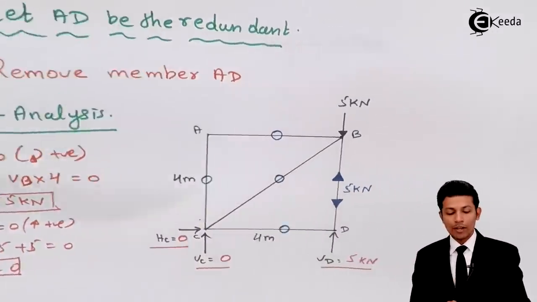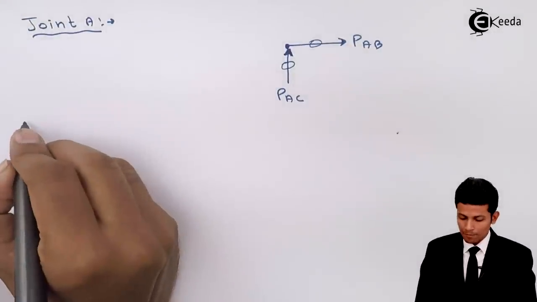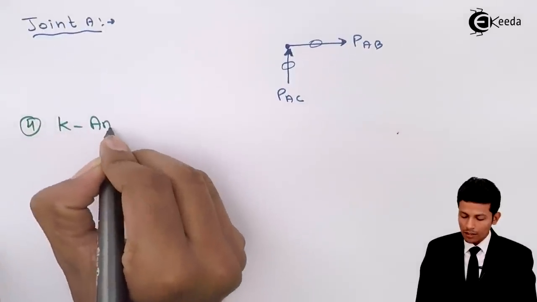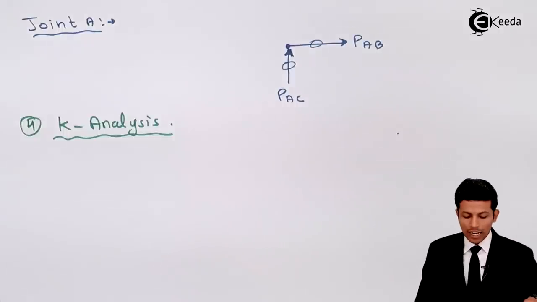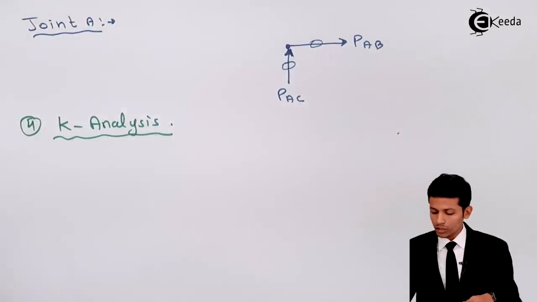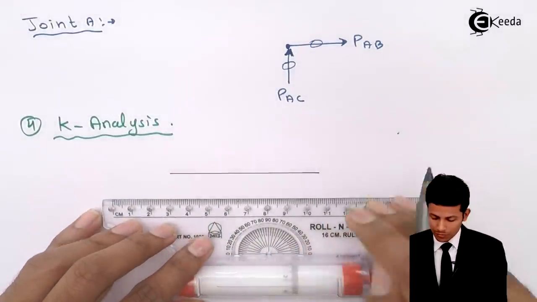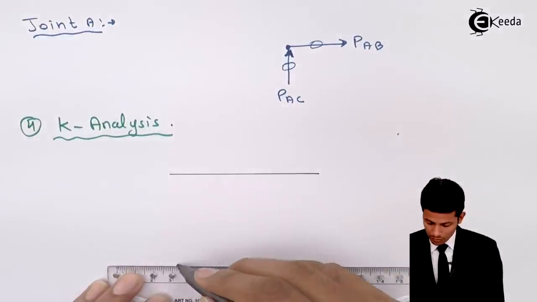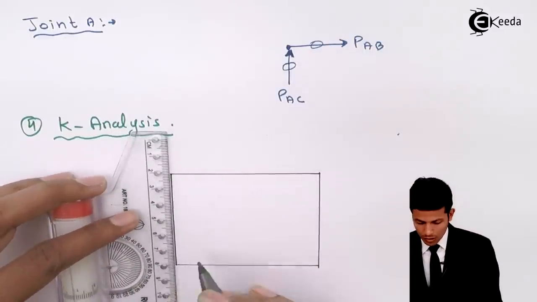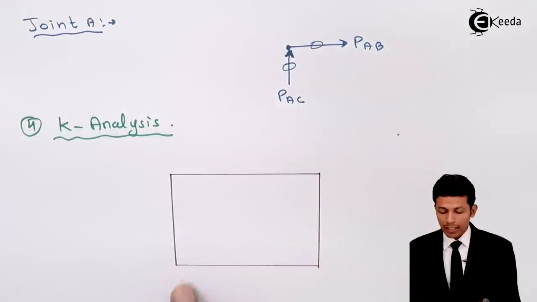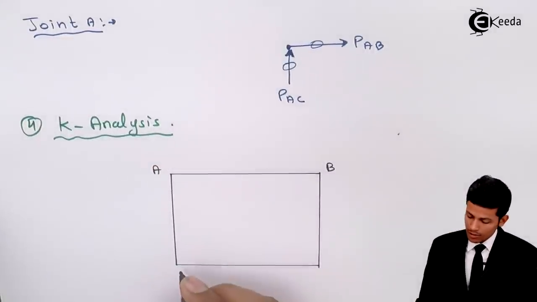Now let's start. The fourth step will be K analysis. Step 4 will be K analysis. Now in K analysis, simply we have to draw the diagram, but don't draw the 5 kN loads. Draw the diagram as it is. Remove all the external loads, means this 5 kN and this, we have to remove all these things. Now write it over here, A, B, C and D.